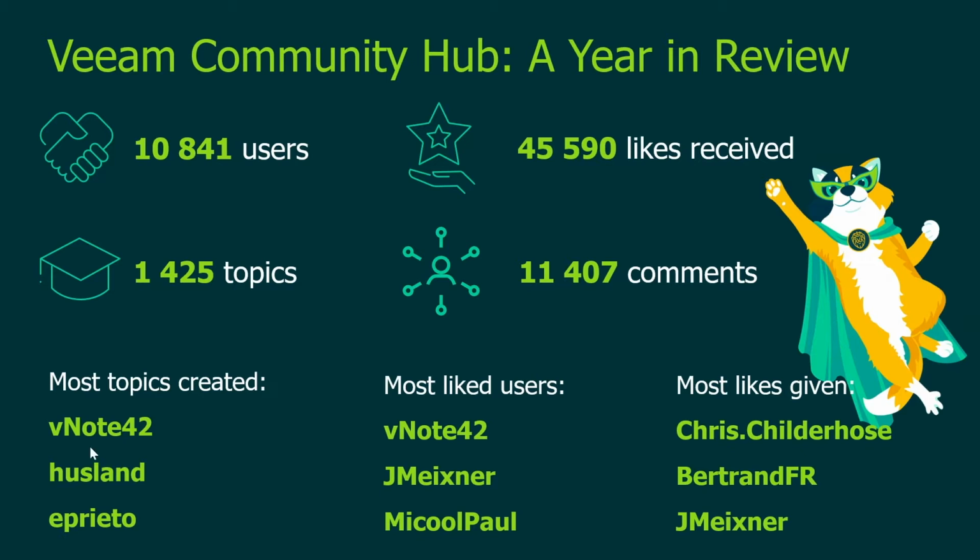So in terms of most topics created, we note 42, who is with us together on this recap. Hasland, our Rasmus Hasland, was super active, and he's super active at Community Hub. It's also Esteban. About most liked users, these users got the most likes throughout the year. It's again Wolfgang. I mean, how cool is that?